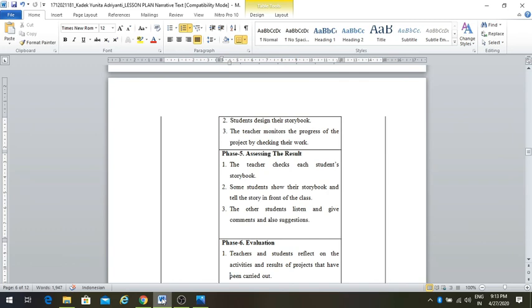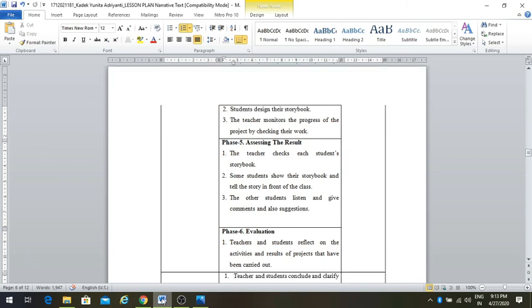Teachers and students reflect on the activities and results of the project that have been carried out. So teacher and students reflect on learning. They evaluate the project making process, such as the obstacles they found during working and their satisfaction with the product they already created.